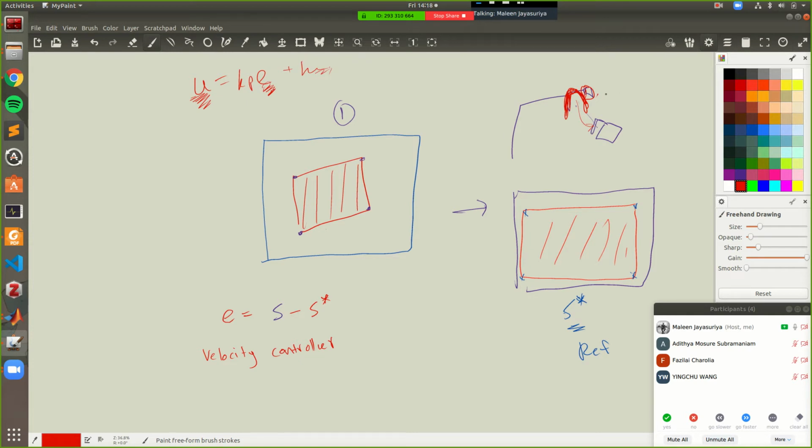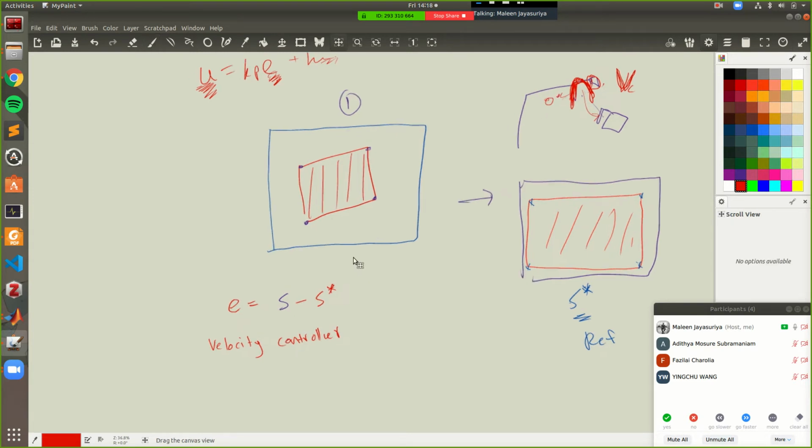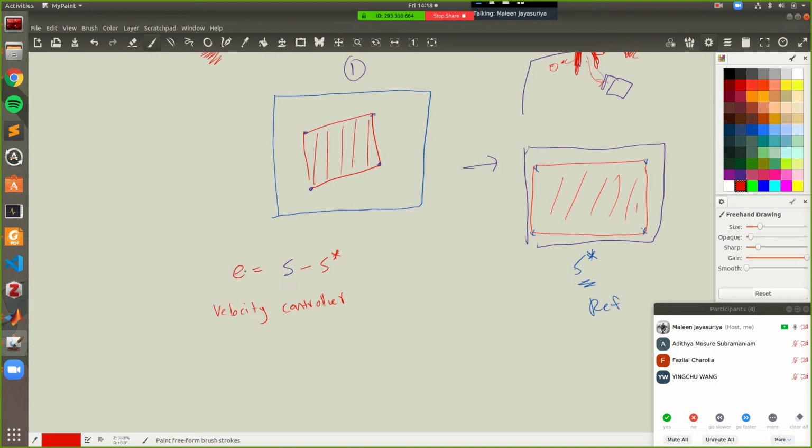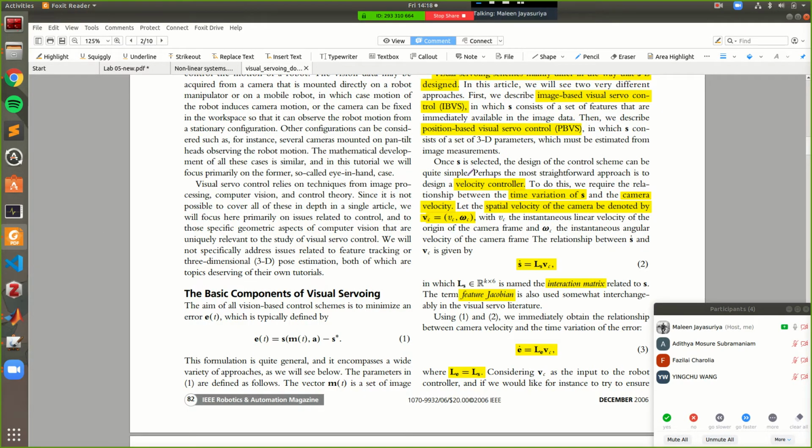What is our input? Our input is going to be the velocity of this gripper, on a higher level. On a lower, more in-depth level, it's going to be the motor controls and all that stuff. But from an abstracted high level, what we ultimately want to control is the velocity of this gripper or the velocity of the camera, because if the camera is attached to this, it's the same thing. So what we want to do is find a relationship between this error and the velocity of the camera. That's pretty much what we're trying to achieve.